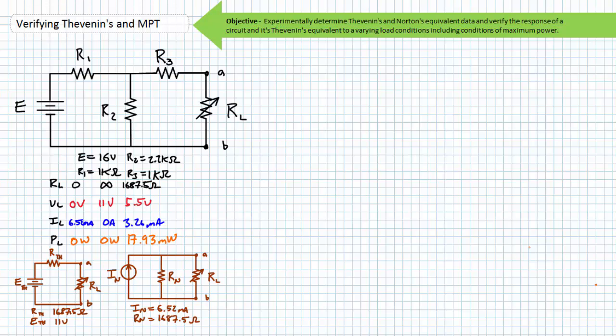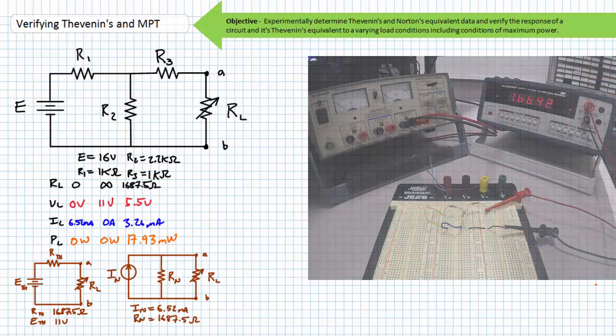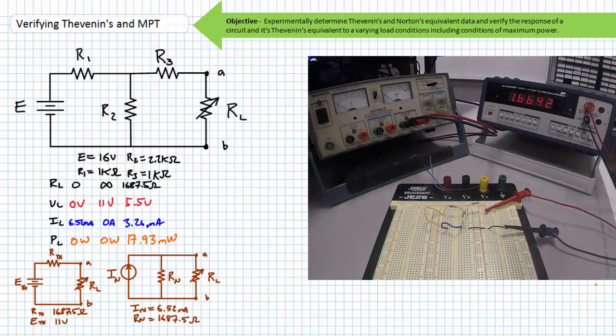Now, remove the load resistor and measure the resistance seen by an ohm meter from the terminals of interest. The ohm meter indicates it's seeing a resistance very close to our anticipated value of 1687.5 ohms.